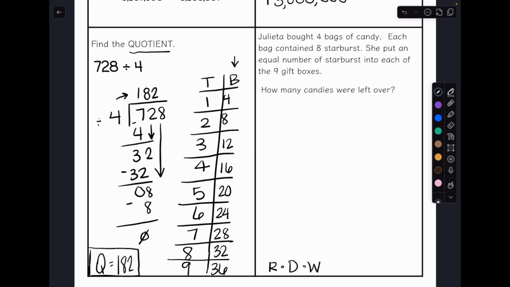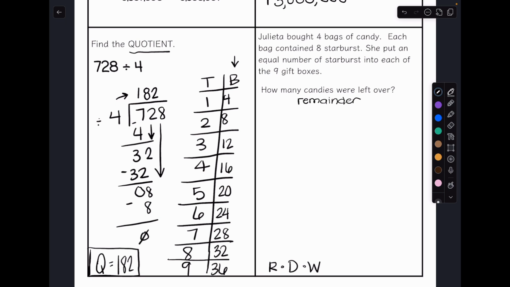So Julieta bought 4 bags of candy. Each bag contained 8 Starbursts. She put an equal number of Starbursts into each of the 9 gift boxes. How many candies were left over? So our question for 1 is asking us for a remainder. How many is going to be left over?